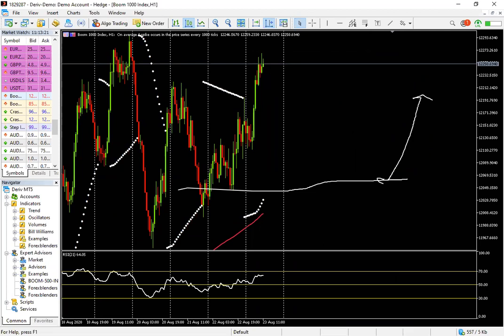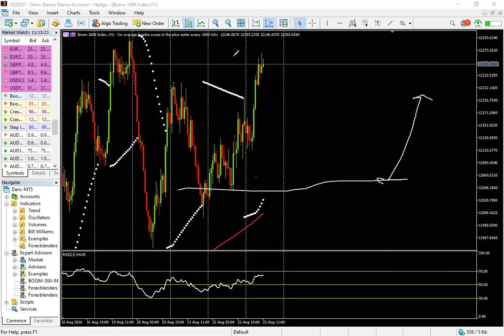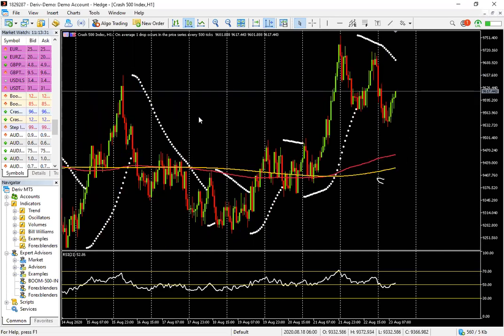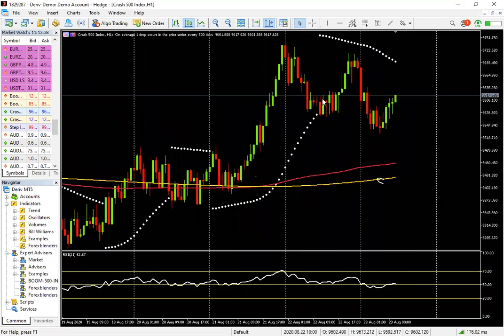So let's go to Crash 500. I'll delete this, let me remove this. Crash 500, that is the 1 hour chart. Actually, yesterday I wanted to send a signal for a buy, but I was very unsure because the market was consolidating at this area. I was waiting for the market to pass this level of support and come a little bit down, but it failed. So later the market went back up.